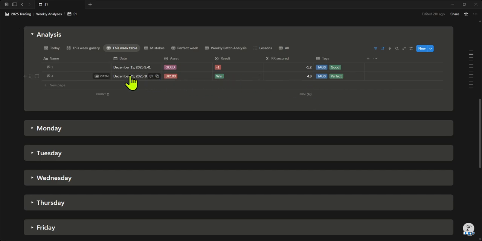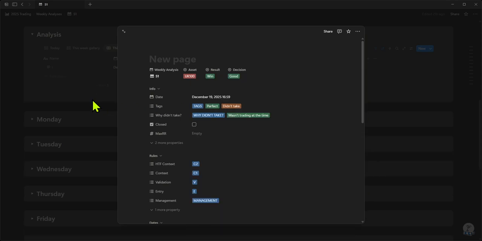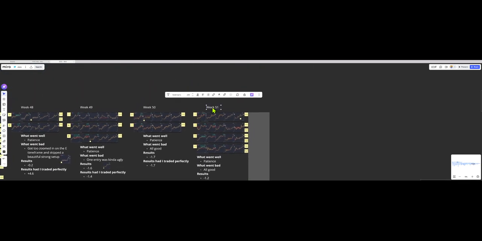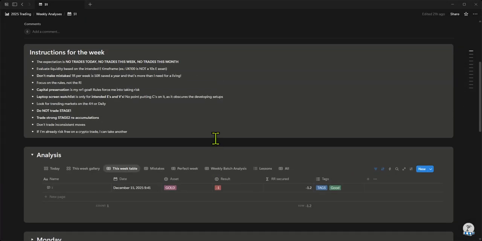So overall, my results are, excuse me, there needs to be didn't take. Okay. So my results are minus 1.2. Had I traded perfectly, it would be the same. So that's very nice. Going to fill in week 52 here. Okay, nice. And yeah, I'm ready for next week.